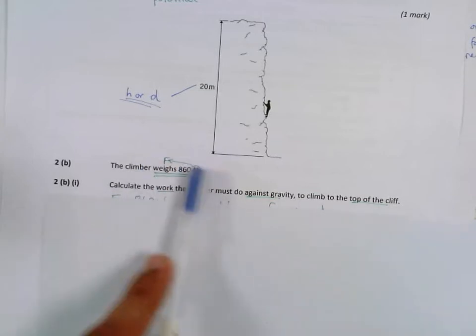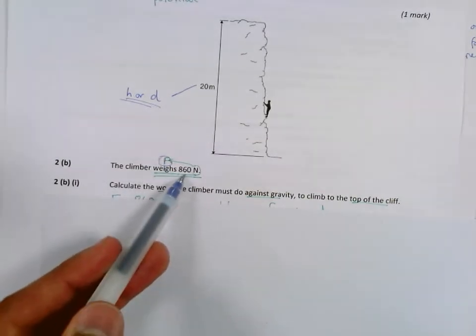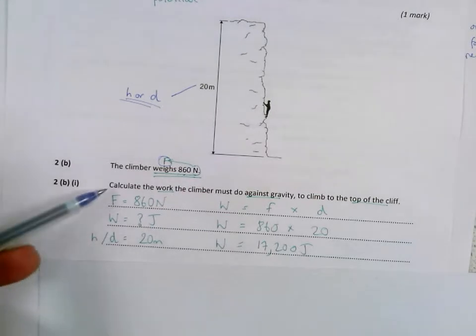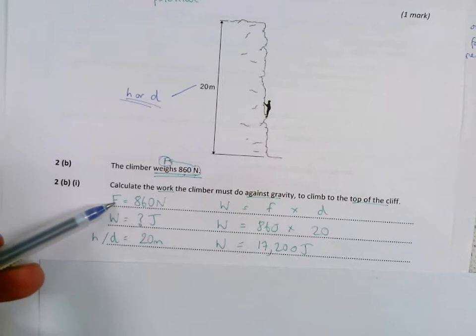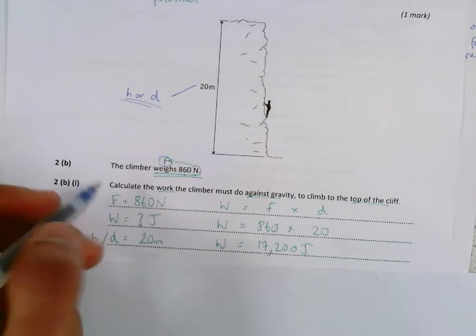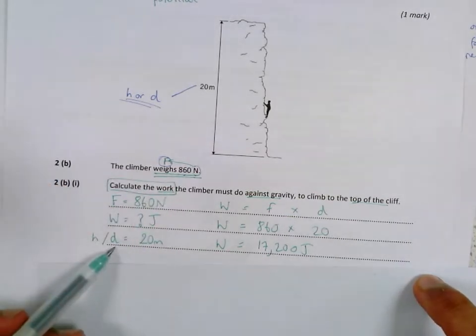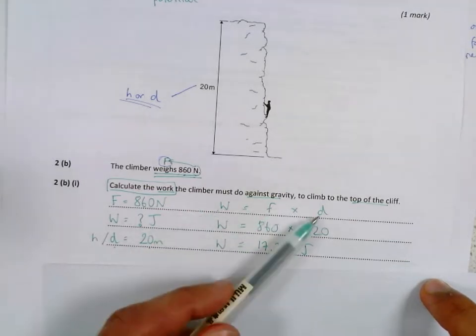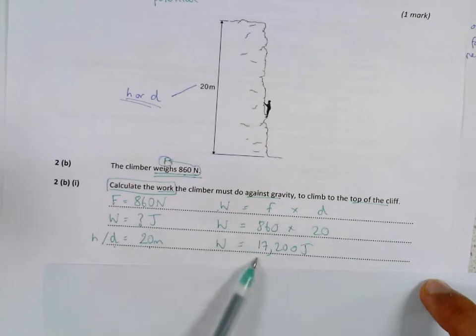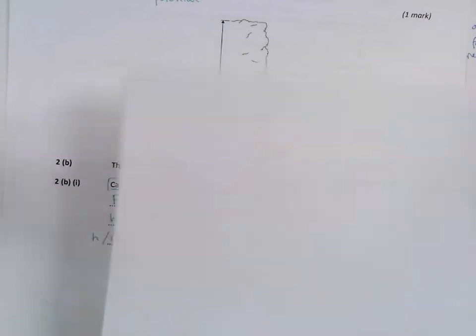We are told the weight, which is the force, because it's measured in newtons, is 860 newtons. So, if I follow the method, I know the force, which is the weight, 860 newtons. I'm trying to work out what the work done is, and I know that the distance climbed is 20 meters. So I know my formula is work done equals force times distance. I substitute and I get my final answer, which is 17,200 joules of energy.